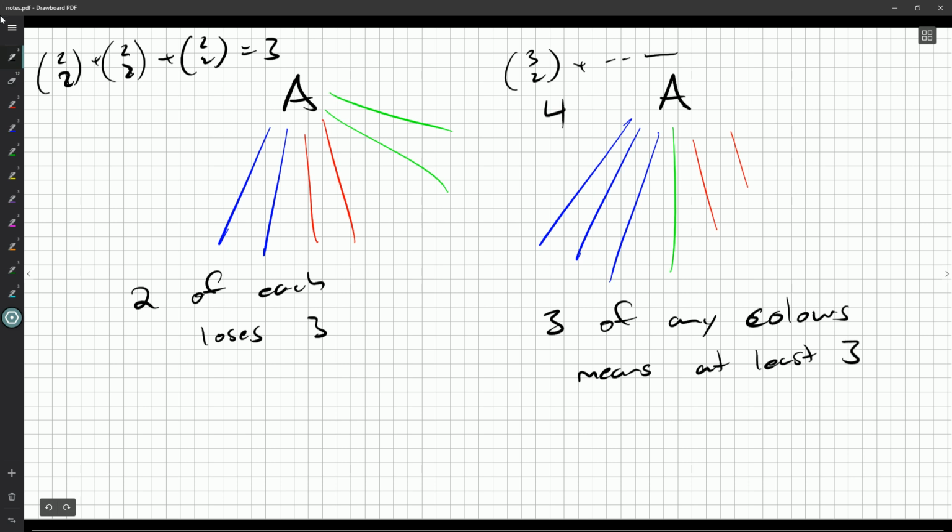Okay. So I think the best we can do is lose 3 on each vertex, and that's if it's possible to do this. So that would mean we need 2 blues for each vertex, 2 reds for each vertex, and 2 greens. But if that were the case, then with 7 vertices, we'd lose 21. The best we could do is have 14. Okay?